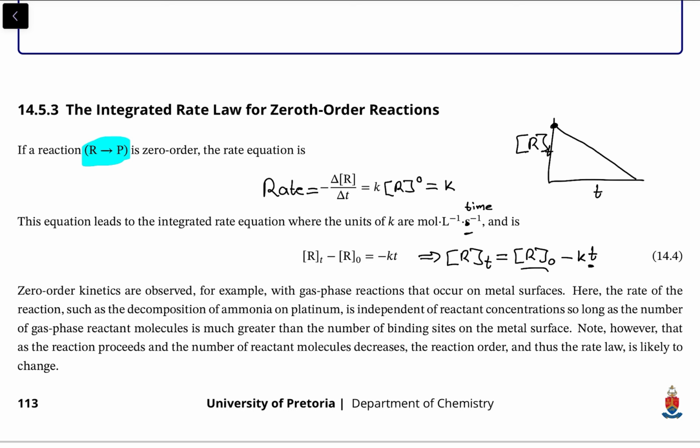All right. So here are some examples you can read. They are gas phase reactions or they occur on metal surfaces. Zeroth-order kinetics are really rarely observed. There are not many examples, but there are some examples of zeroth-order kinetics. But yeah, there you have it.